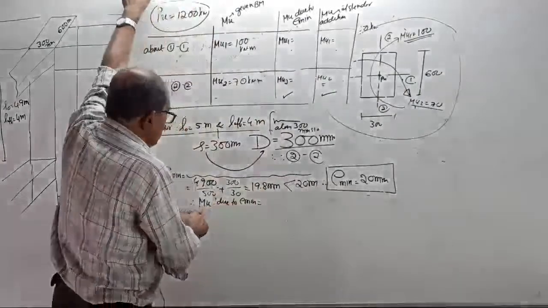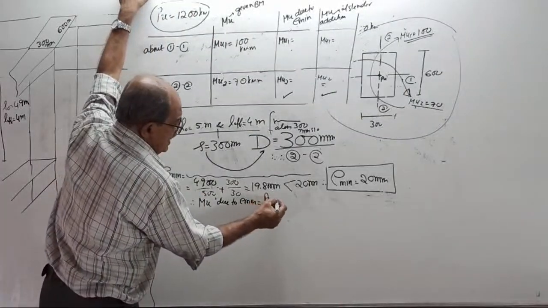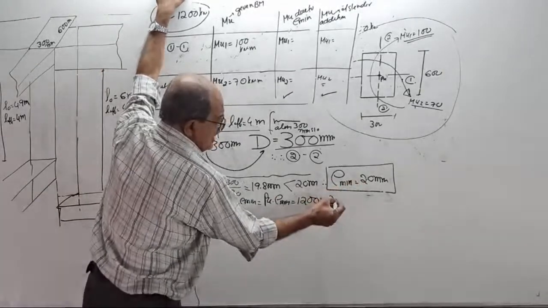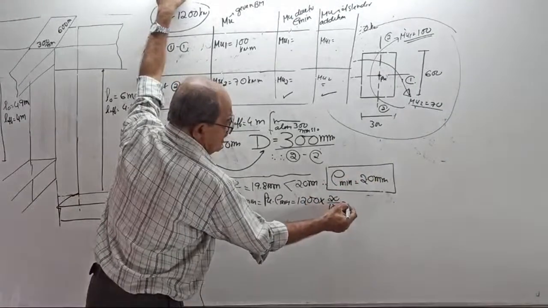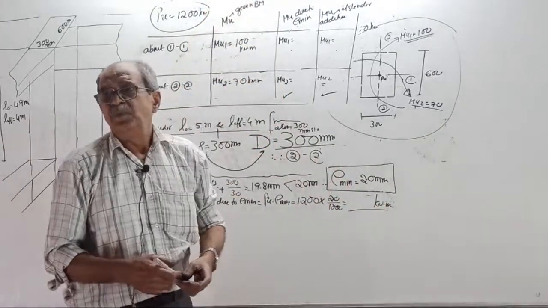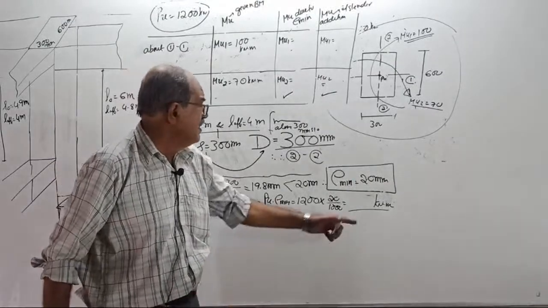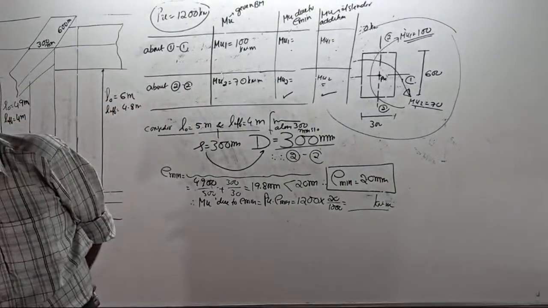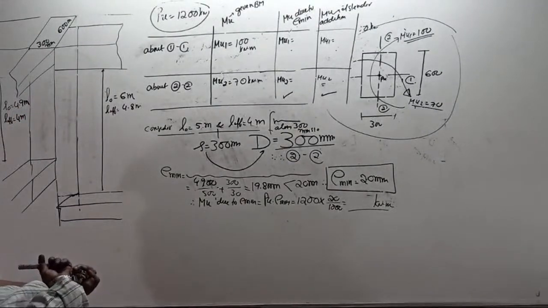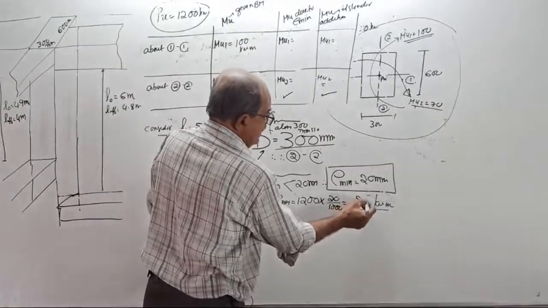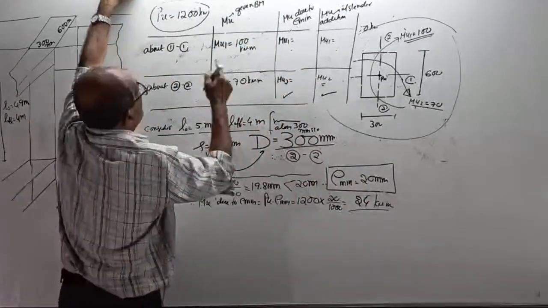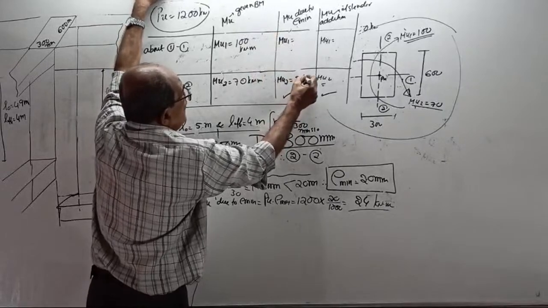Okay. Mu due to E minimum equal to Pu into E minimum. Pu is 1200. E minimum is 20 millimeter by 1000 meter. You get the answer in kilonewton meter. Tell the answer. 20 convert to meter. What is the Mu due to E minimum? How much? 24 kilonewton meter. Okay. Therefore, see, I told you I am discussing two axes. Mu due to E minimum is 24 kilonewton meter.